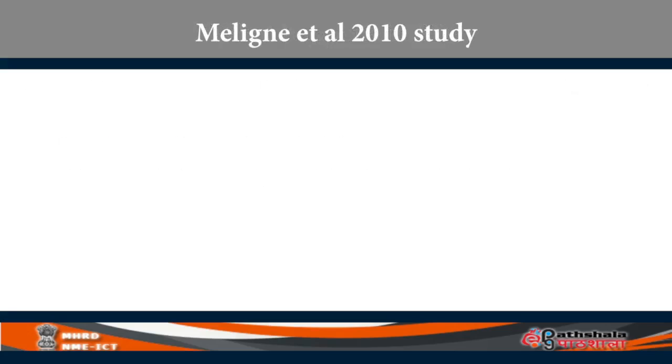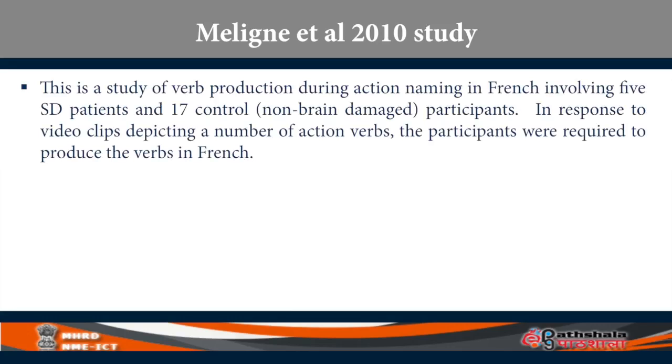So there is one study done by a French scientist in 2010. In this, what they did was, this is a study of verb production during action naming. There were 5 semantic dementia patients and 17 control normal adults. They are all French speaking participants. They were shown video clips of lots of actions happening in the video. Participants have to name, use a verb to describe that action in French, right.